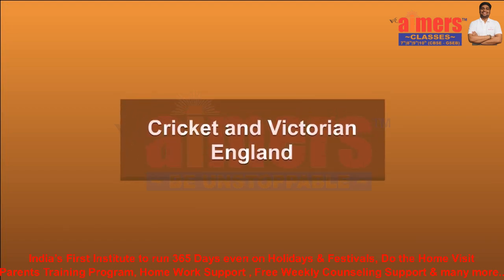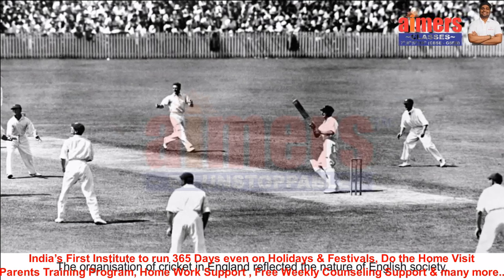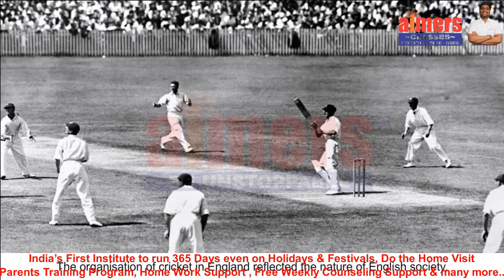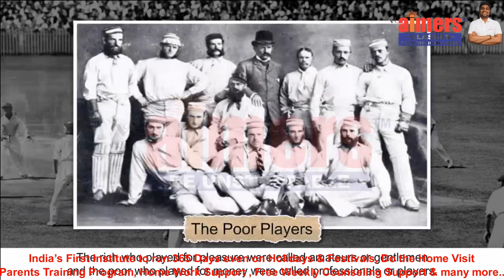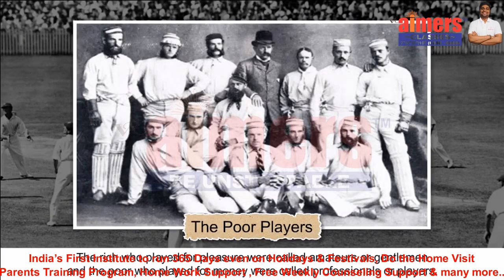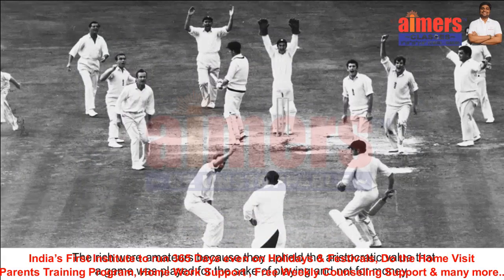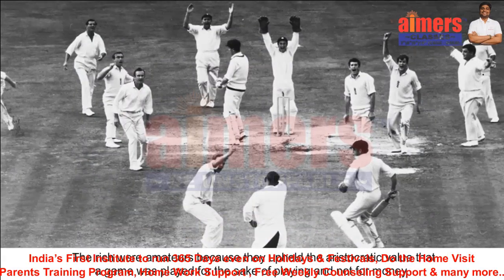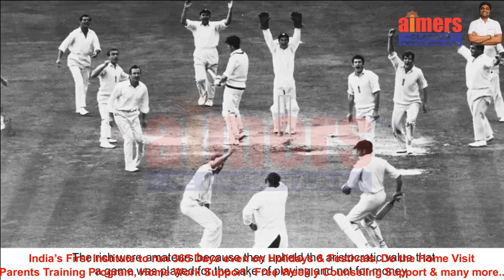Cricket and Victorian England. The organisation of cricket in England reflected the nature of English society. The rich who played for pleasure were called amateurs or gentlemen, and the poor who played for money were called professionals or players. The rich were amateurs because they upheld the aristocratic value that a game was played for the sake of playing and not for money.